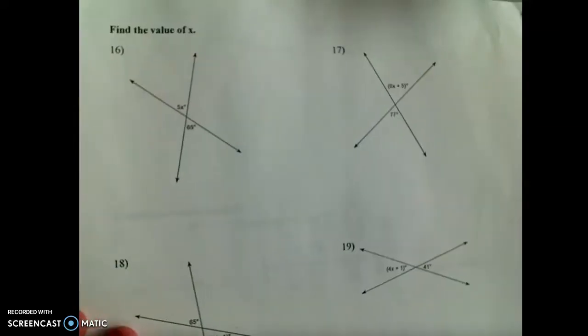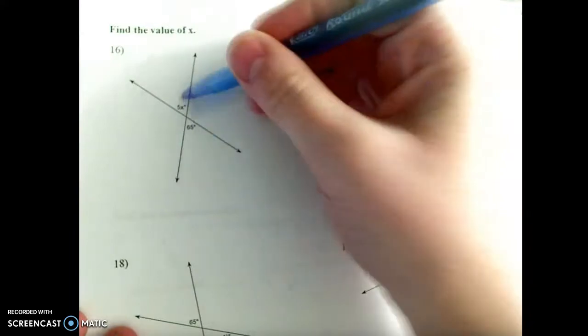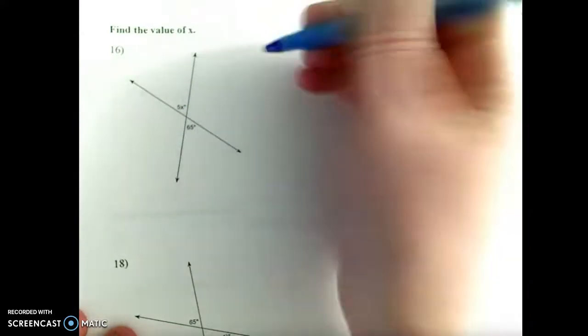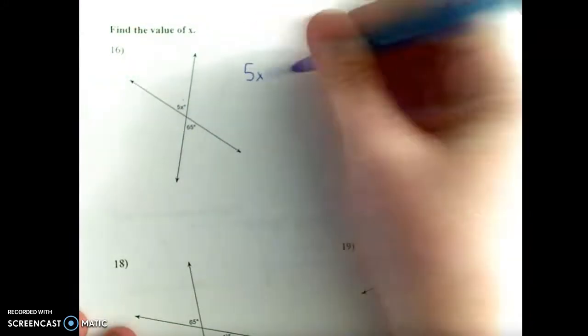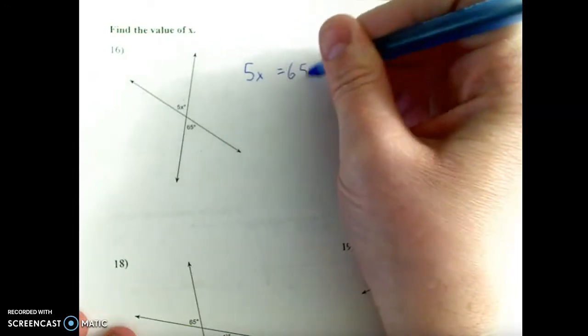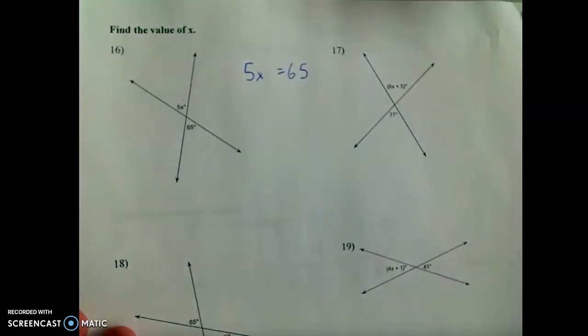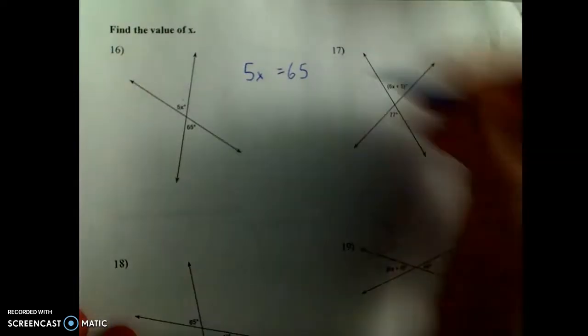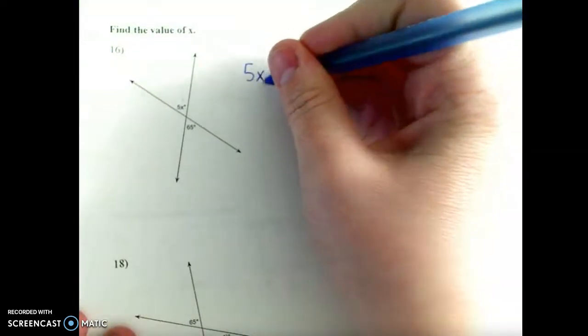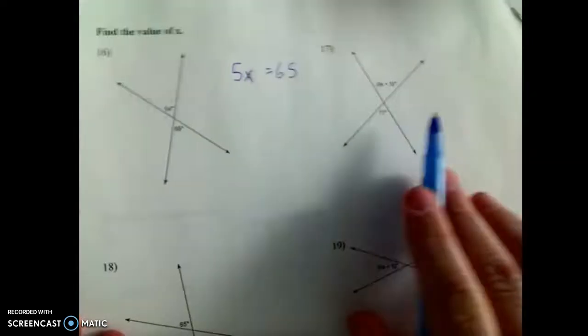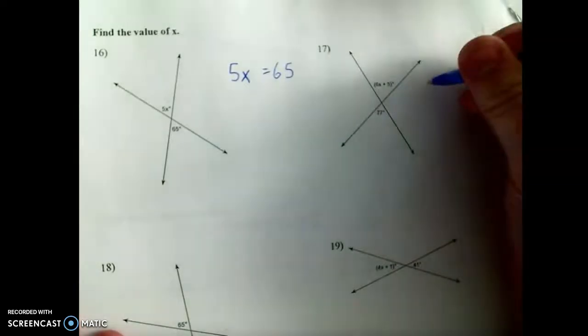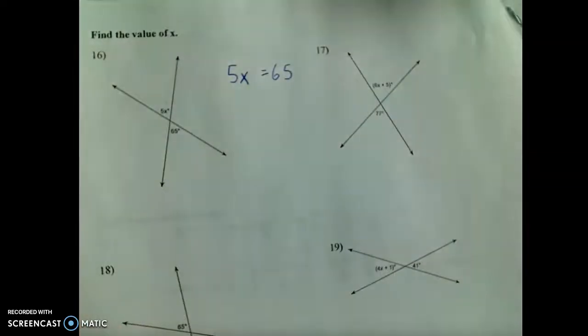What happens when we have vertical angles? These are equal to each other. So I would set it up, 5x is equal to 65. They don't add up to equal anything. They are just equal to each other. So when you set up these problems, remember that we're going to set them up equal to each other. Good luck.